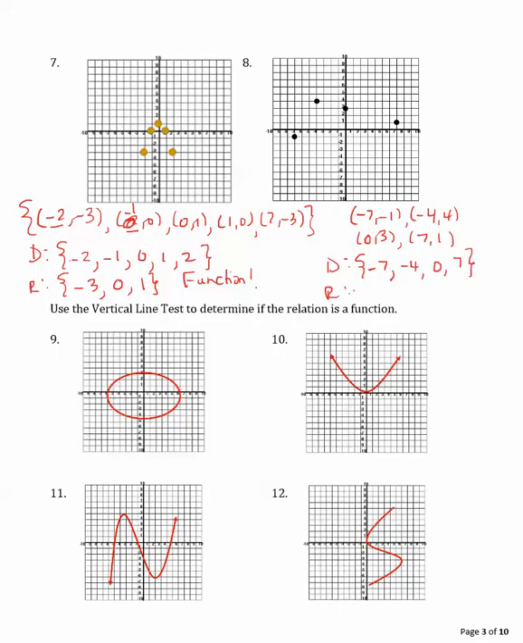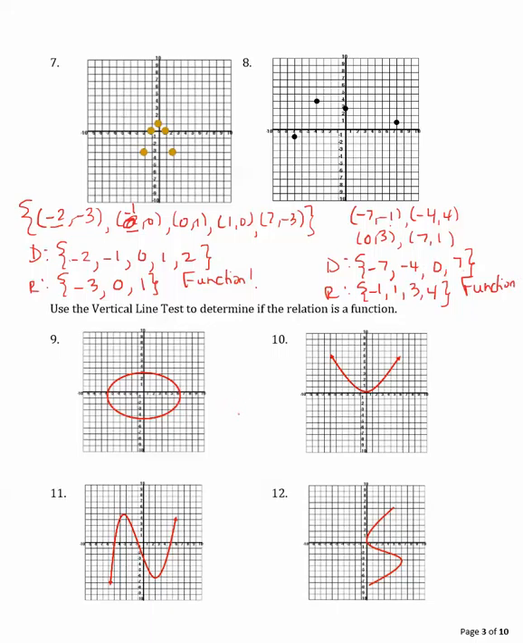So the domain of this function would be just the points -7, -4, 0, 7. And the range of the function would be the points for the y's, -1, 1, 3, and 4. And this also is a function because all of the x-coordinates are different.